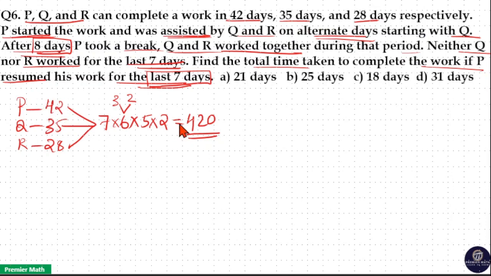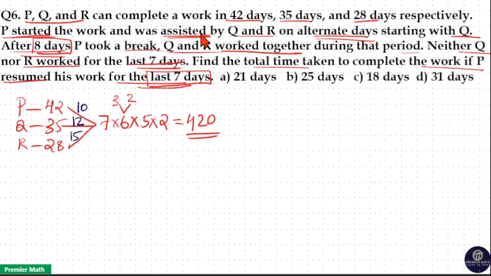Now 42 goes 10 times in 420. 35 goes, 7 into 5 is 35, 6 into 2, 12 is remaining, so 35 goes 12 times in 420. 28 goes, here 7 into 4 is 28, now remaining is 5 into 3, 15, so 28 goes 15 times in 420. Which means P can complete 10 units of work in a day, Q can complete 12 units of work in a day, and R can complete 15 units of work in a day.